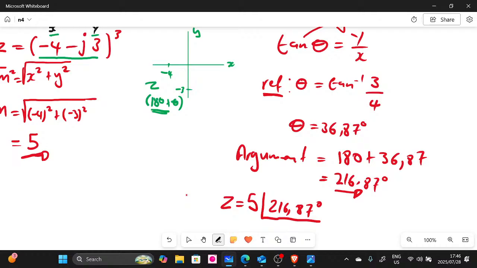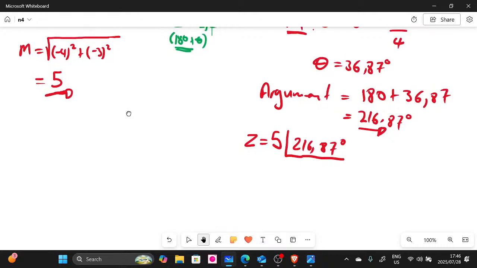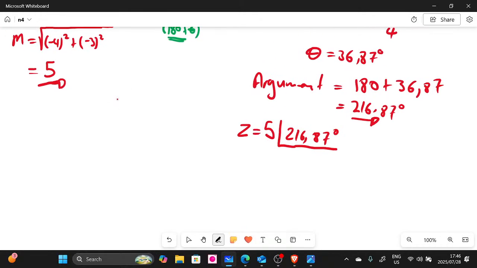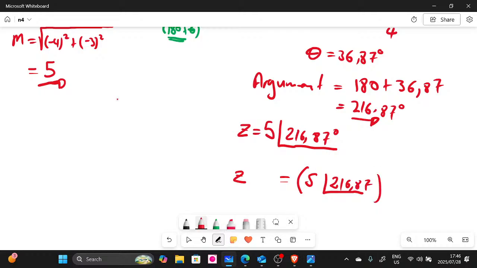So do you guys see? So this is our z then. Now remember the question given to us there. Let's go back. It has the power of 3. So basically what's happening here, this z of ours has the power of 3. Meaning we can write this like this. Let me just remove this so you guys don't get confused. We can write 5, then polar, 216.87, and then we write the power there, which is 3, the exponent.